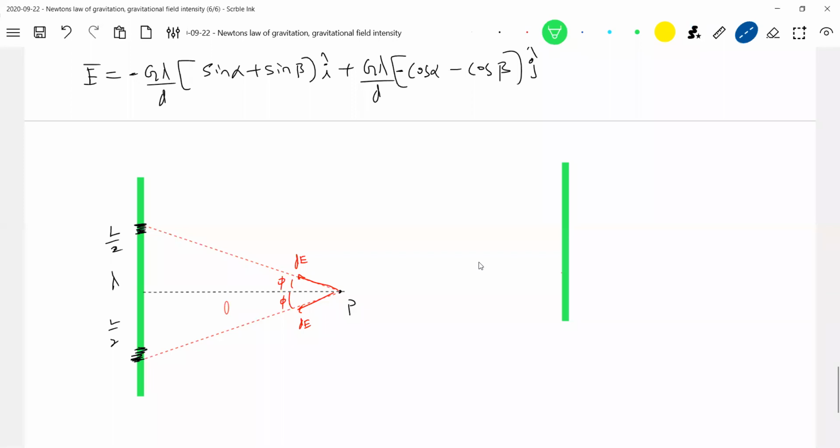The net field here will be, I'm very sure it should be like this. And I'll make things a little bit still easier. So let this be L by 2, so that alpha and beta will become equal to how much? 45 degrees. No, this is a lambda. Okay, now you tell me what should be the field. The field at point P will be only due to what?